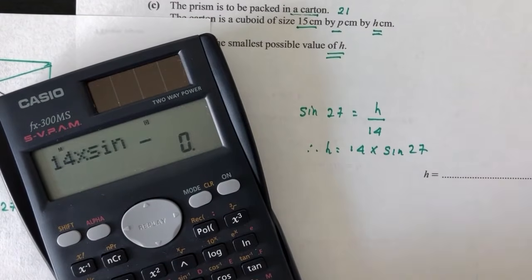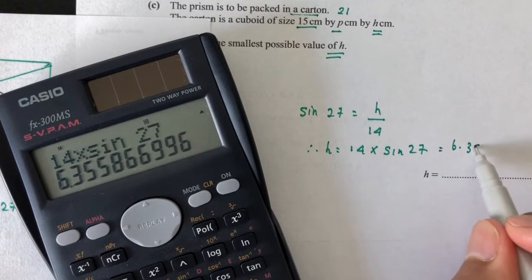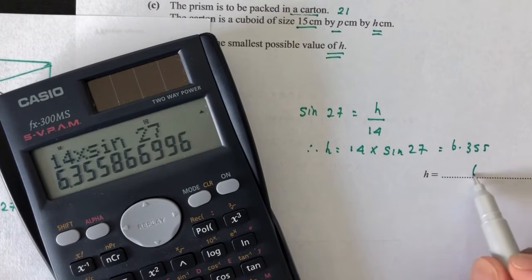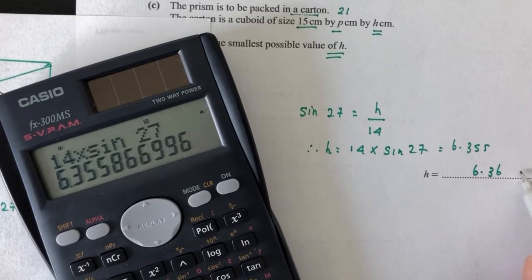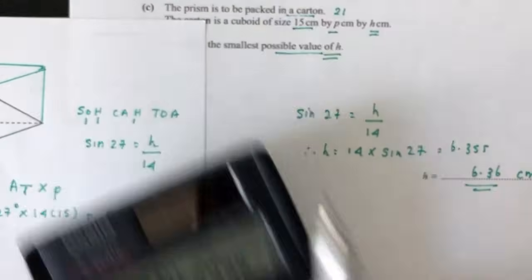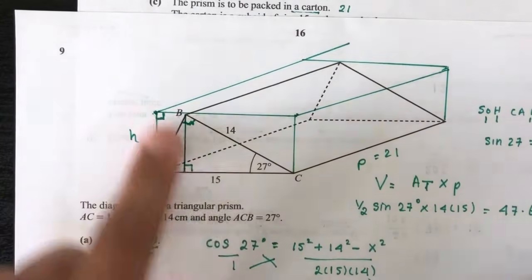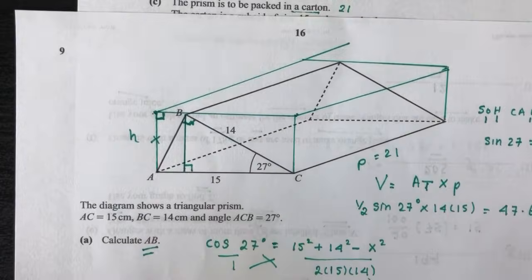14 times sine 27, that will be 6.355. So your answer will be 6.36 centimeters for the smallest possible value of h you can have for this prism as shown in this diagram. Okay, and that was question number 9.